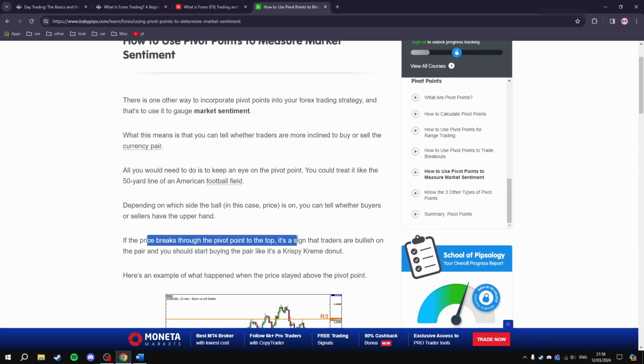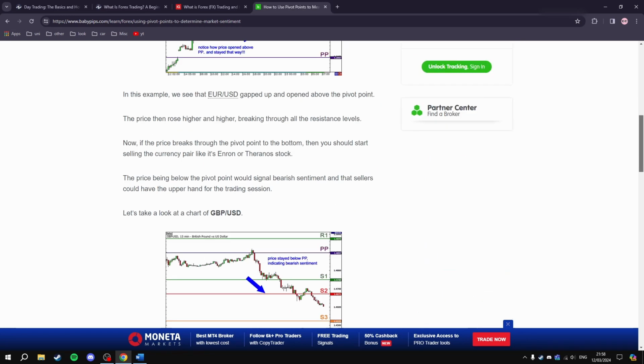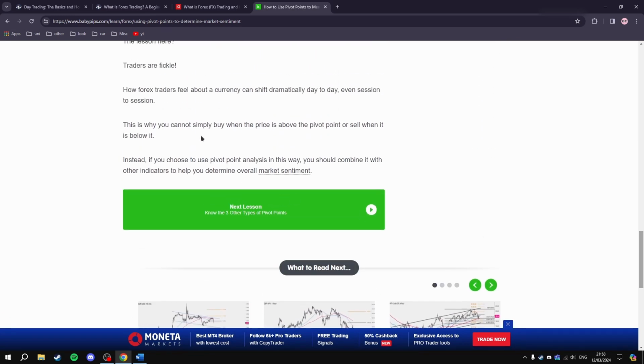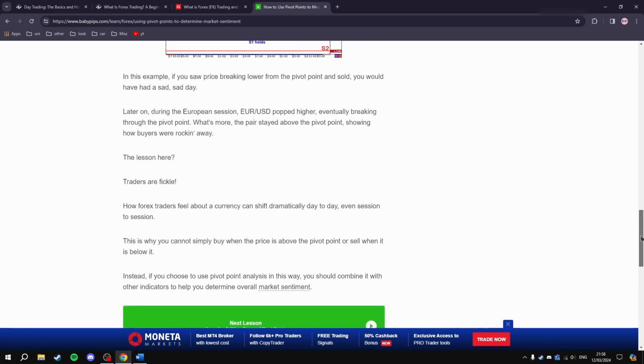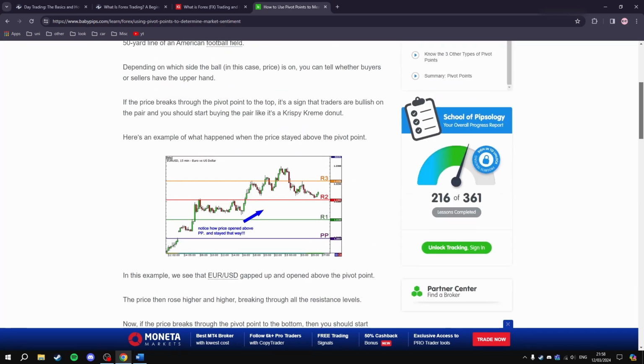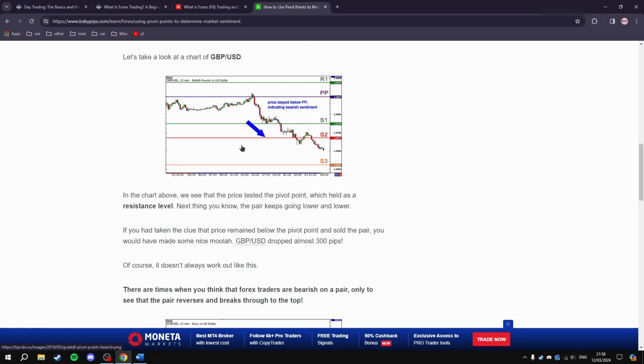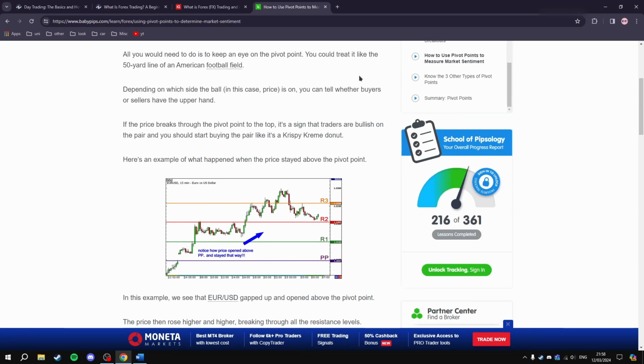if the price breaks through the pivot, it's a sign that traders are bullish, and you should start buying the pair like Krispy Kreme donuts. But then it also says you cannot simply buy when the price is above the pivot points. Instead, if you choose to use pivot point analysis in this way, you should combine it with other indicators to help you determine overall market sentiment. Right, okay, so all that just to say, don't just look at this on its own, use other indicators.